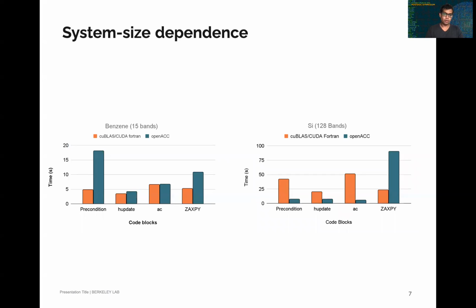And you can see how the performance of your programming model depends on your system size. So for a small system, cuBLAS is better in all cases, in all 4 of the code blocks that I've chosen. Whereas in a larger system like Silicon, OpenACC is vastly better in many of the code blocks. So therefore, if you want good performance, you have to decide quite in detail about what programming model you want to use for what type of code blocks and what type of routines.